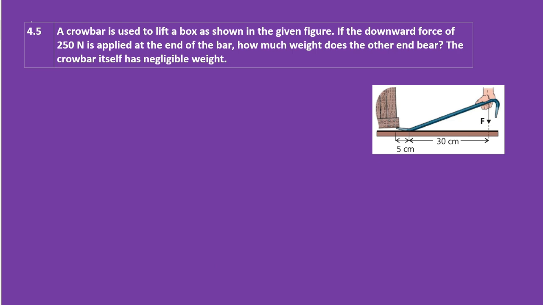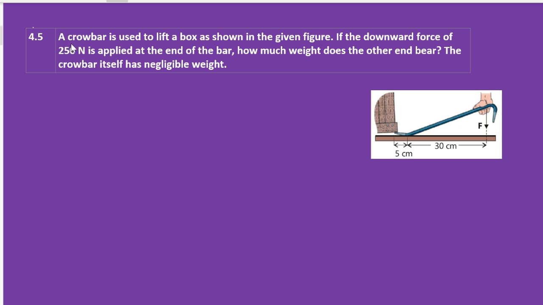Dear students, today we will solve the fifth numerical from chapter number 4, which is named the turning effect of force. The numerical states that a crowbar is used to lift a box as shown in the given figure. If the downward force of 250 Newton is applied at the end of the bar, how much weight does the other end bear? The crowbar itself has a negligible weight.